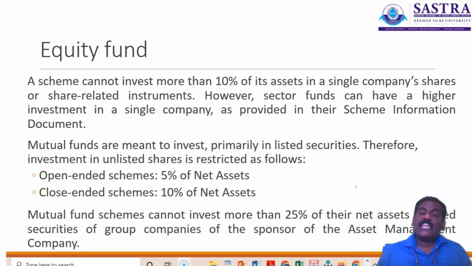And a mutual fund scheme cannot invest more than 25% of its net assets in the listed securities of the group of companies of the sponsor. That is an important aspect. Investment of more than 25% in the group of companies managed by the sponsor is not permitted, because the sponsor has contributed the capital for the asset management company. You are not allowed to invest more than 25% of a scheme's net assets in those companies.